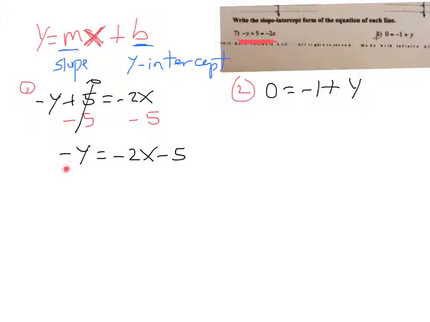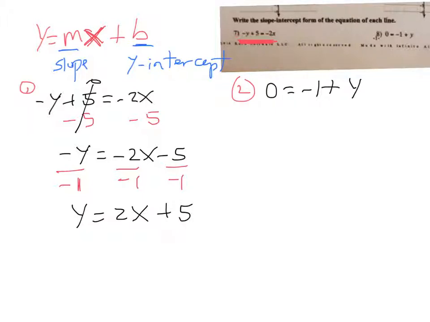Now, almost there. But the y has to be positive. Right now it has a negative, so it has to be positive. I have two options: either multiply by negative 1 or divide by negative 1. If I divide one side, then I have to divide the other side as well, everything. Negative divided by negative is positive, so your y is going to be positive. On the other side, negative 2 divided by negative 1 is positive 2, so positive 2x, and negative 5 divided by negative 1 is positive 5.